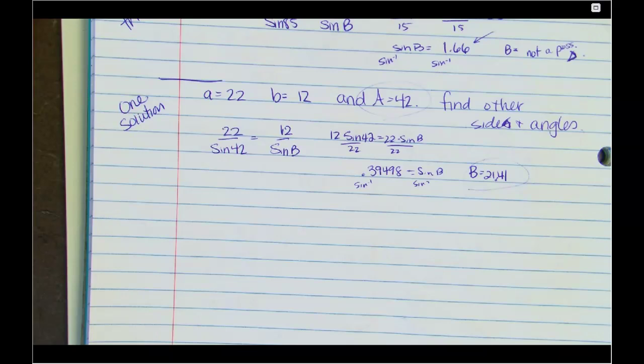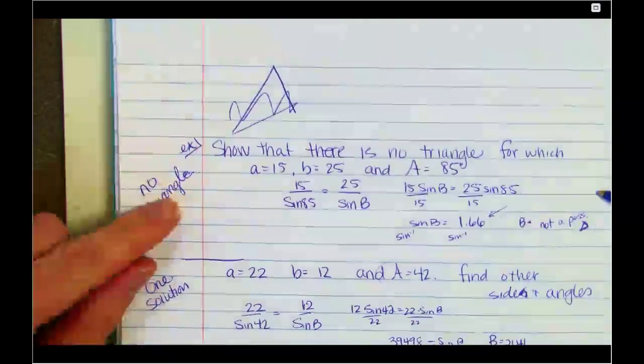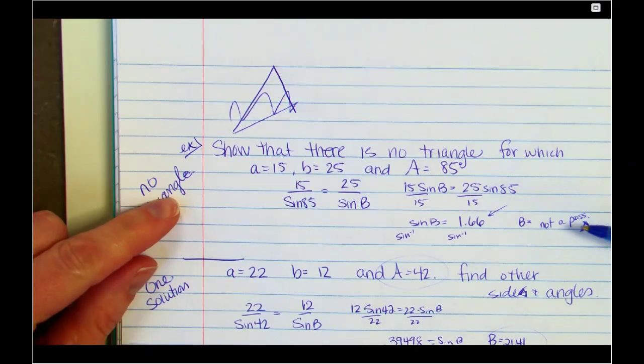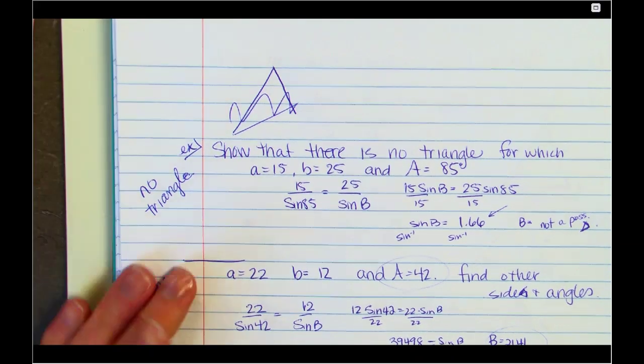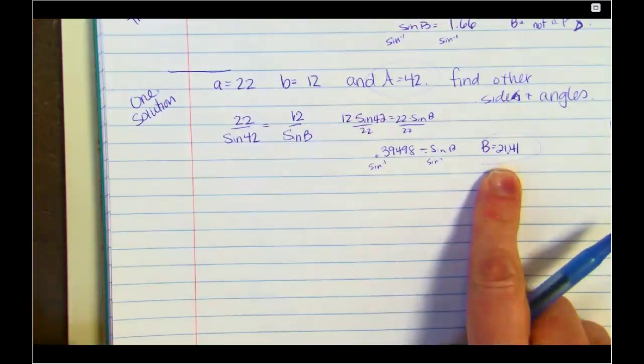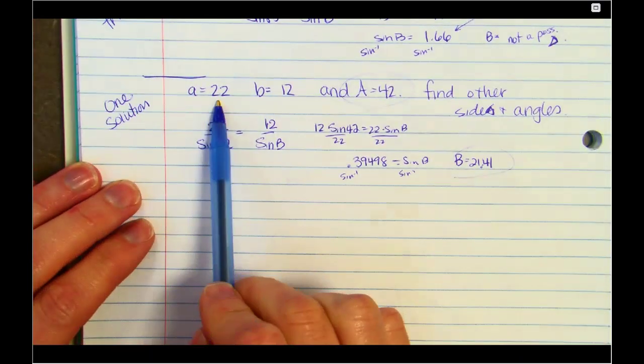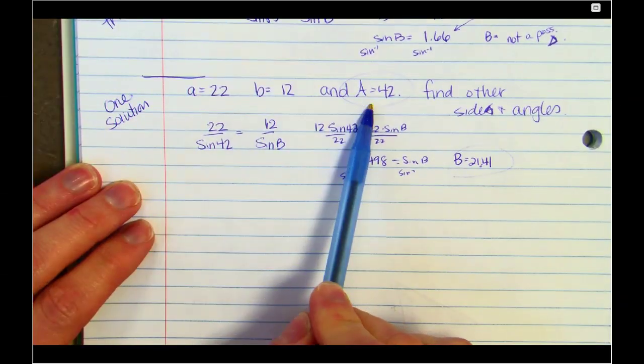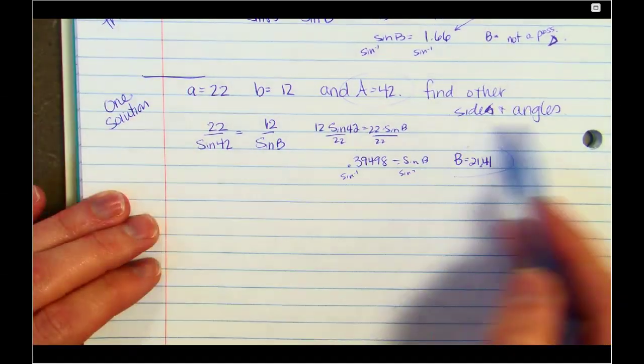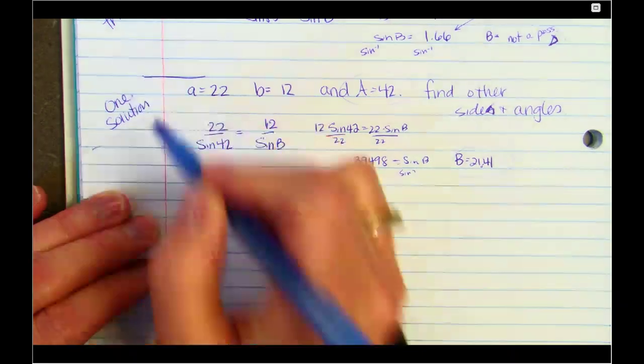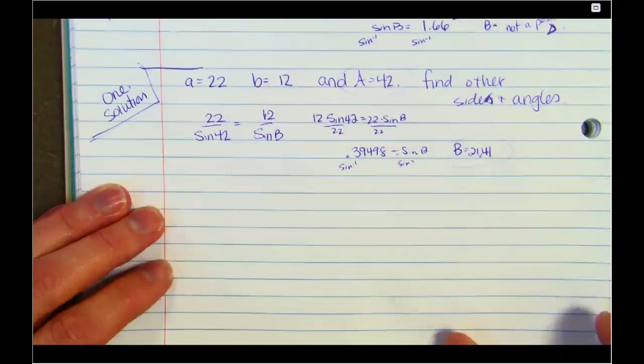So we saw yesterday that sometimes you can get no triangle. We just solve it like normal, and then we get something that doesn't work. So what happens if it does work? This is where we were. We had a equals 22, b is 12, A is 42, and we're going to find the other sides and the angles. Don't worry about the fact that it's one solution right now.